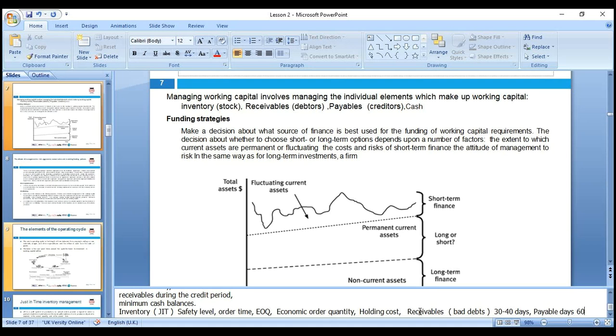We are safe because we have cash. Otherwise, we can run out of cash and need to go to the bank. If we don't have an arrangement in place, we can collapse as a company. Yes, that's true. So we need to look at the cash. Make a decision about the sources of finance and the best use of the funding, the working capital requirement. The decision about whether to choose a short-term or long-term option depends upon a number of factors.